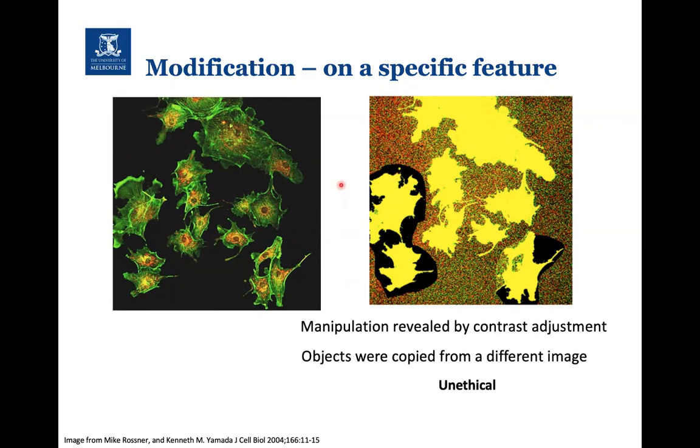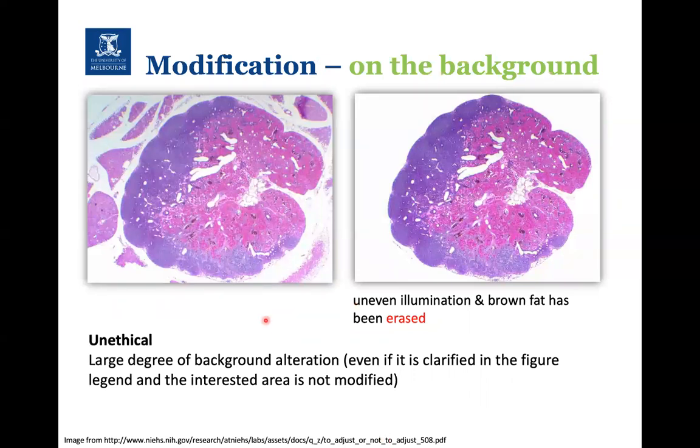A word of warning is that journal editors actually have software that looks at this type of thing now. So if you ever try it, you will get caught out in terms of doing these types of modifications. In this example, the group has removed the backgrounds here and also cleaned up some of the illumination on the tissue that they're interested in. So in this case, again, unethical, a large degree of background alteration.